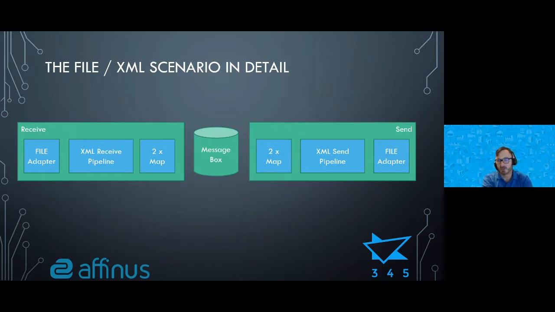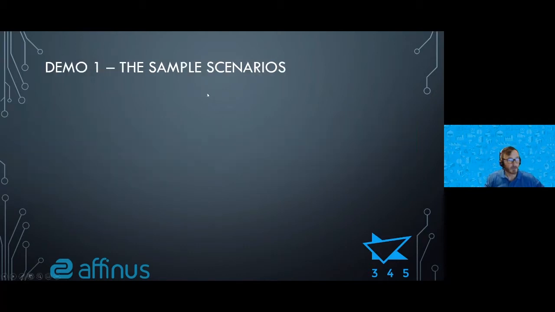And then on the send side, we've got a couple of maps on that. So again, depending on which message has gone into the message box, we've got a choice of map. That then goes to an XML send pipeline. So again, that uses content demotion and that sort of thing, potentially. And finally out through a file adapter, again on the send side. So we'll have a look at this in a demo now.